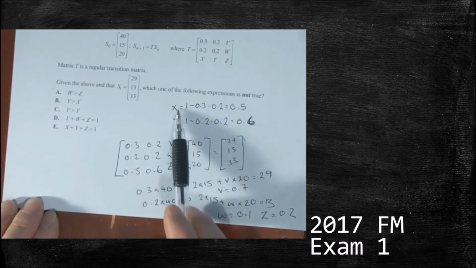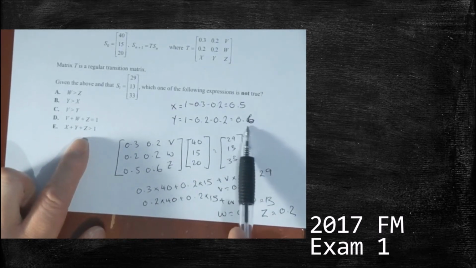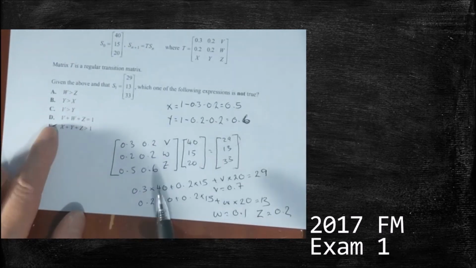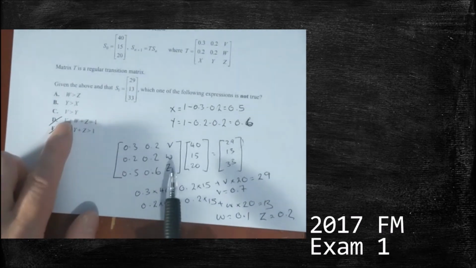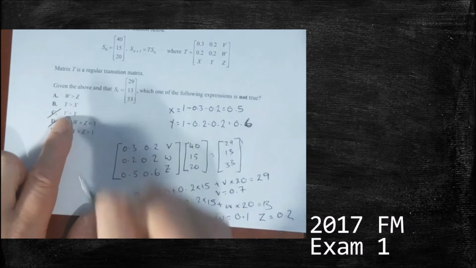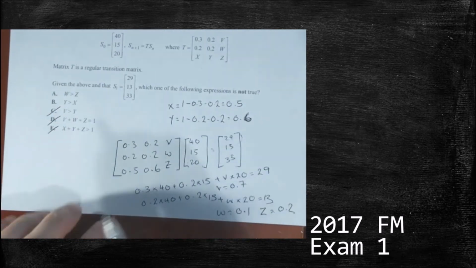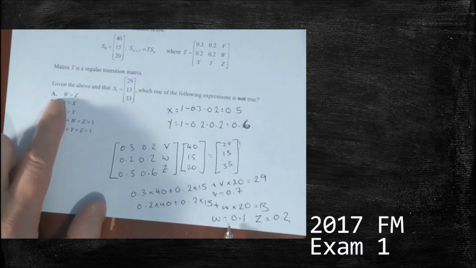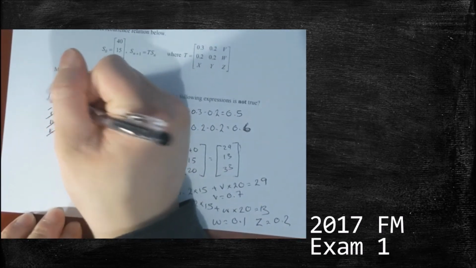So if I add up X, Y, and Z, is it greater than 1? Yes, because X and Y is already 1.1, so it's not D. V, W, Z equals 1. That's true, because the columns must add up to 1. This one says V is greater than Y, so V, which is 0.7, is greater than Y, which is 0.6. That is true. B, Y is greater than X. That's also true. 0.6 is greater than 0.5. And this last one says W is greater than Z. So 0.1 is greater than 0.2, which is untrue. So the answer is A for that one.